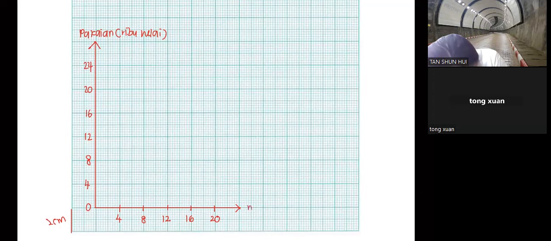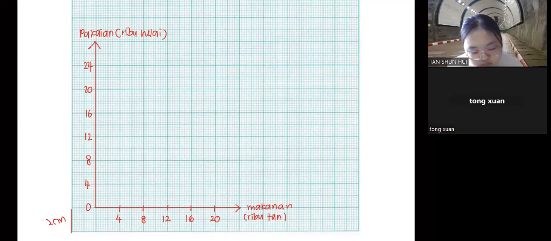Okay, and then you write down this is makanan, 1000. Okay, after that you start to plot. When 0 makanan, at that time we have 21. Okay, we have 21 pakaian.